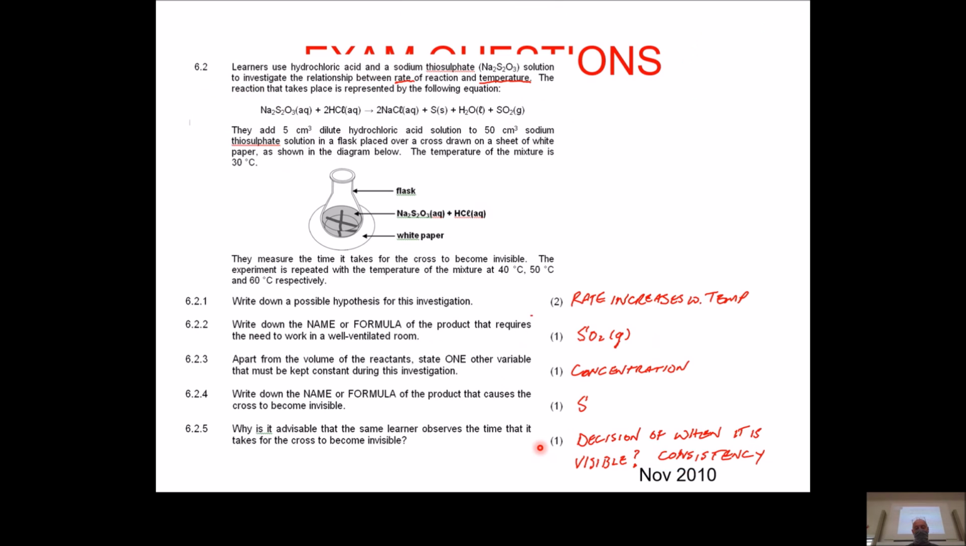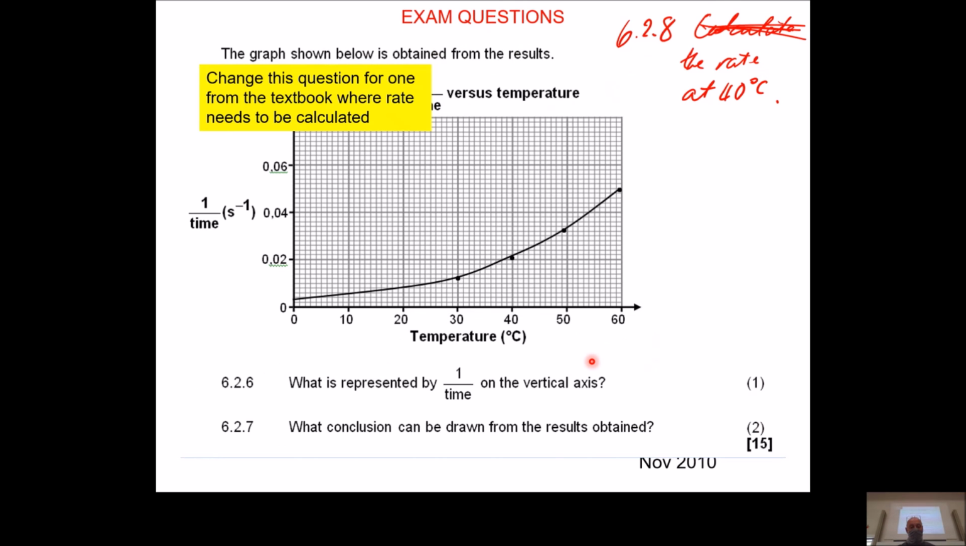So what was 2, sir? Number 2, sulfur dioxide. So quite easy questions, but again, you don't want to throw away marks unnecessarily.